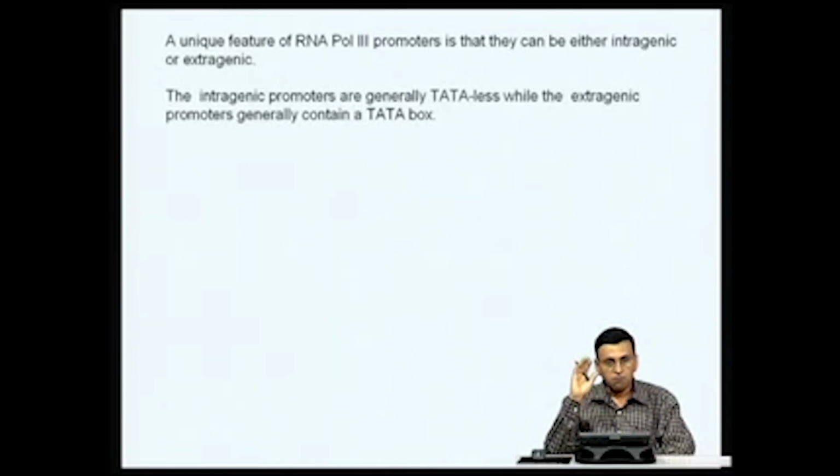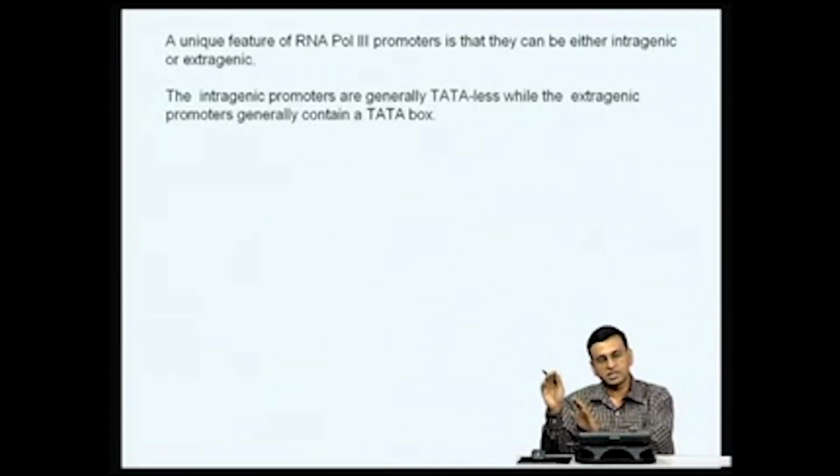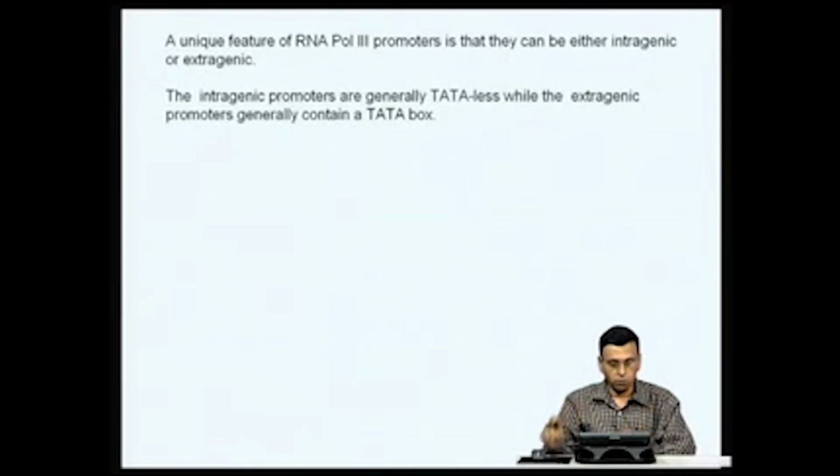It is only in the case of Pol III transcription that some of these Pol III transcript promoters can be intragenic, that means within the transcribed region. It can also be extragenic. So, this is one of the fundamental differences between promoters transcribed by Pol III compared to Pol I and Pol II promoters. The intragenic promoters are generally TATA-less, that means they do not contain a TATA box, while the extragenic promoters generally contain a TATA box. So, this is another important difference between the extragenic and intragenic promoters.